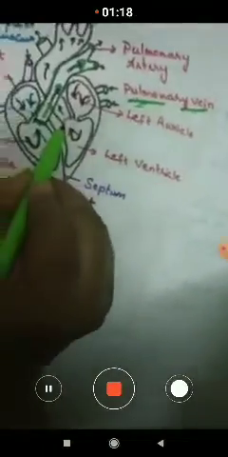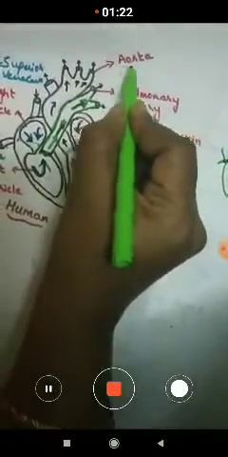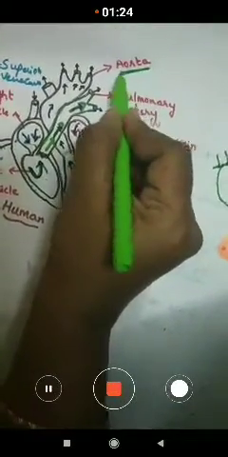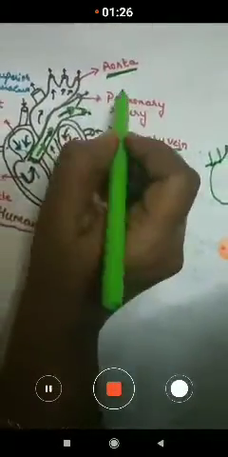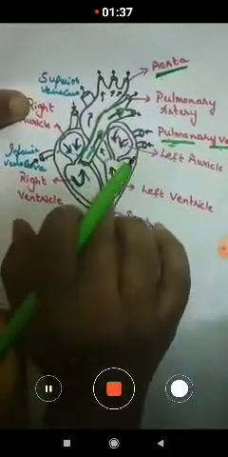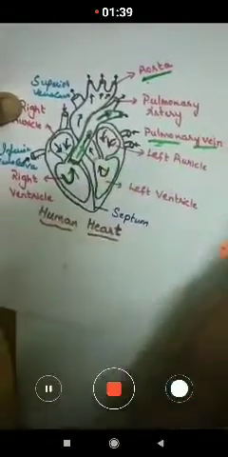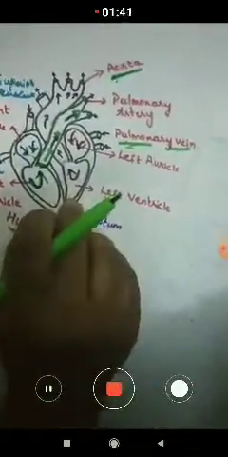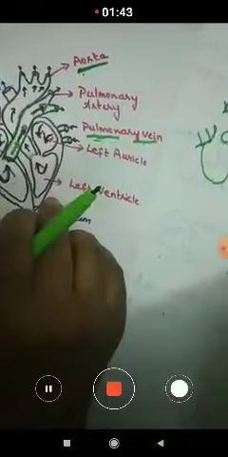Here you can observe the largest artery. It is called the aorta, which is the largest artery in the human body, connected to the heart. If the question is asked, which is the largest artery, the aorta is the largest artery present in the human body. So now in the left ventricle, again the same process takes place.